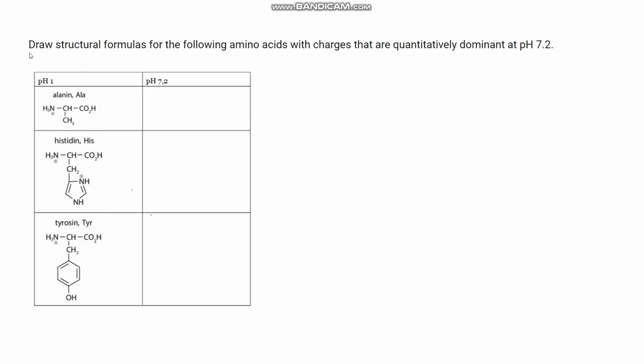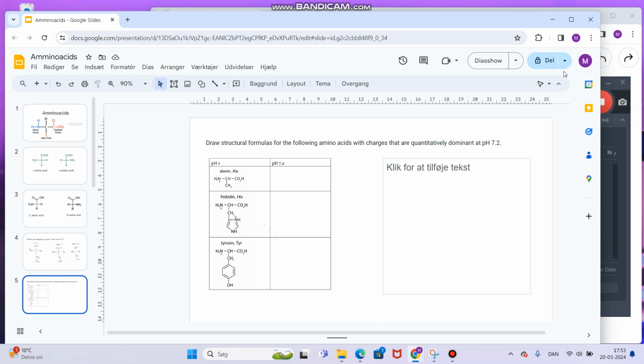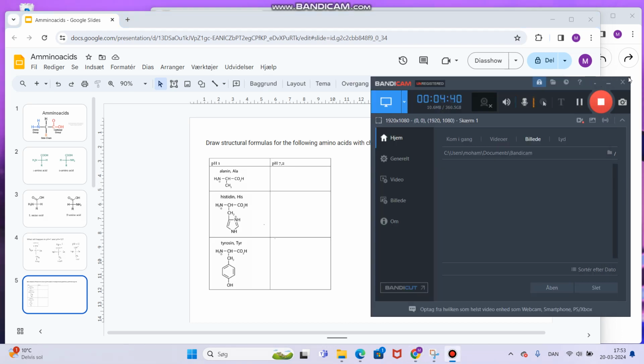Now they ask you in task number 2 to draw structural formulas for the following amino acids with charges that are quantitatively dominant at a pH of 7.2. So we have alanine, histidine, tyrosine. We need to draw them at a pH of 7.2. So let's try and do that.